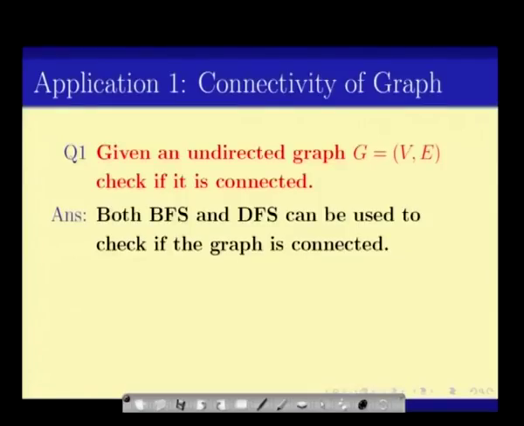So, in the case of the first application, say if we ask the question that given an undirected graph, to check if the graph is connected, again we can run either BFS or DFS.